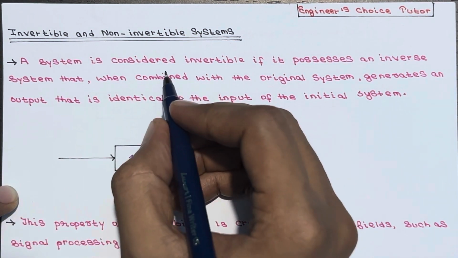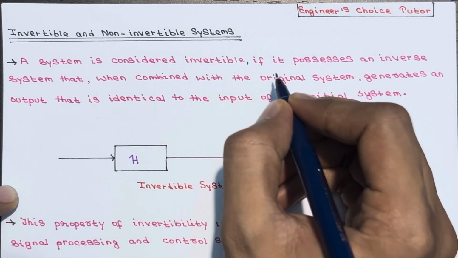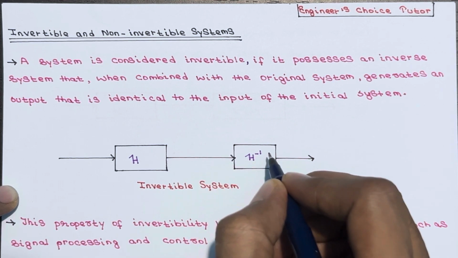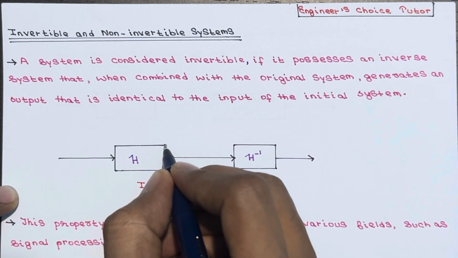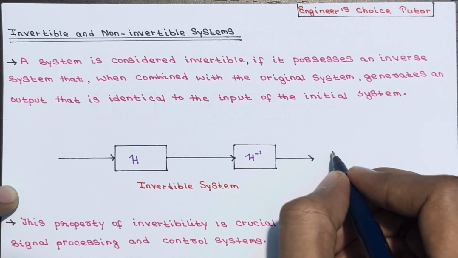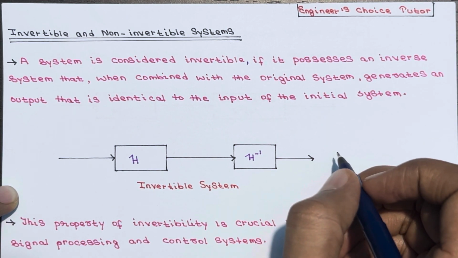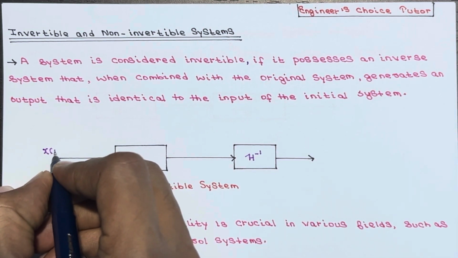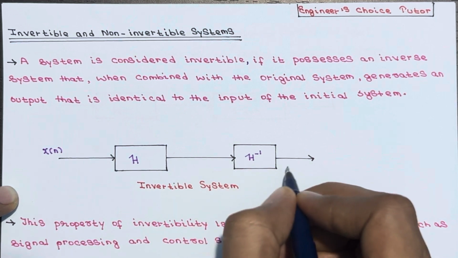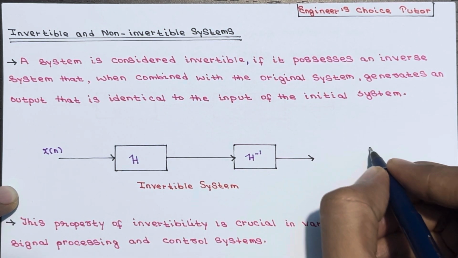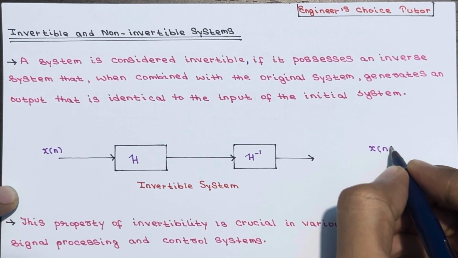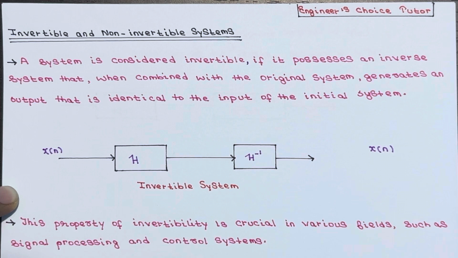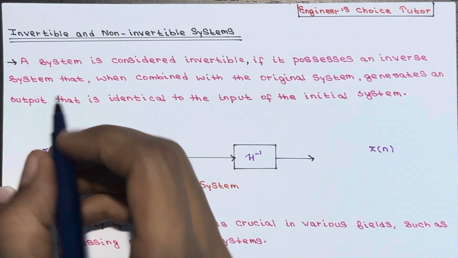A system is considered invertible if it possesses an inverse system that, when combined with the original system, generates an output that is identical to the input of the initial system. Clear? So if the input is x of n to the initial system, this particular system output should be equal to x of n. Then we can say that this complete system is an invertible system. That is what is written over here also.